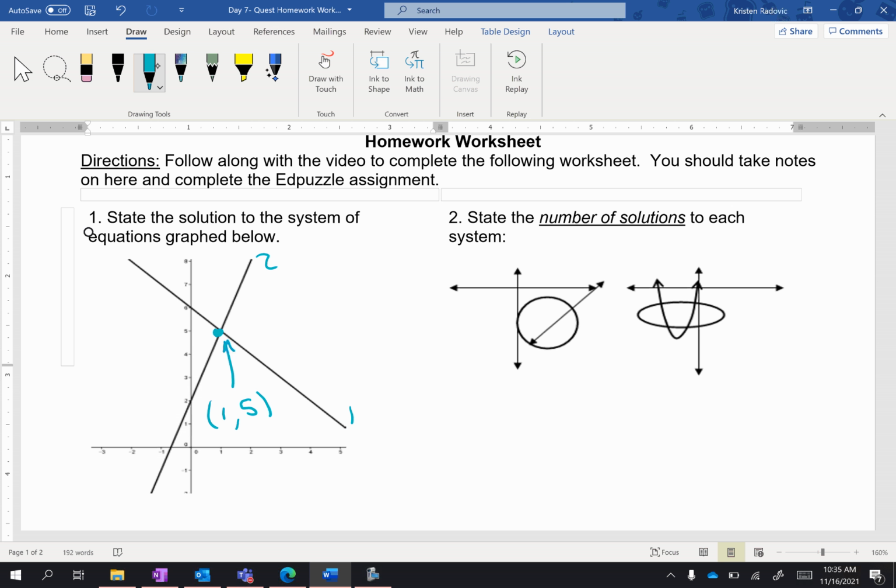So for number 2, when it's asking for the number of solutions in each system, it's asking how many intersections are there. This one has 2 intersections, so it's going to have 2 solutions. The second one has 4 intersections, so it has 4 solutions. And the specific solutions would be whatever coordinates they happen to be at. Keep in mind, if your graphs don't intersect at all, then we say that there are no solutions because they are imaginary.